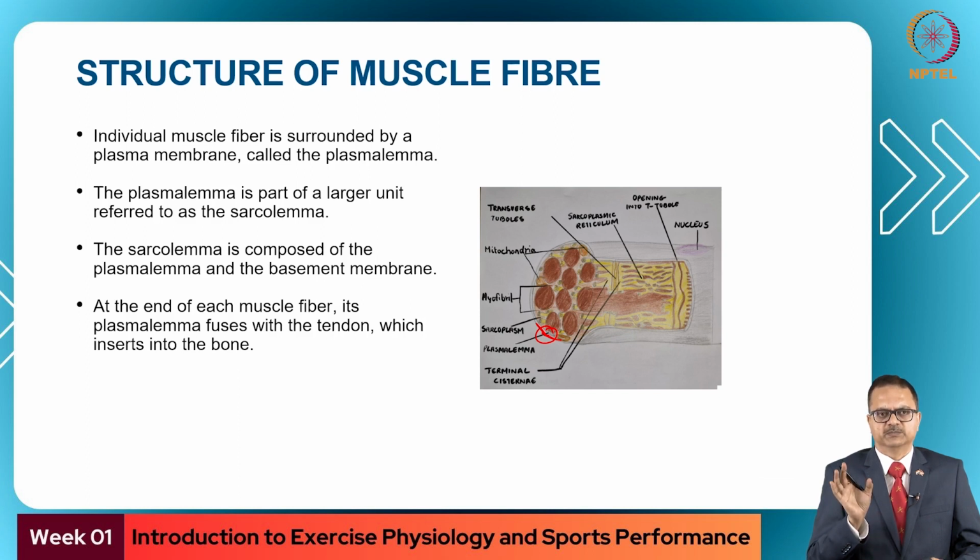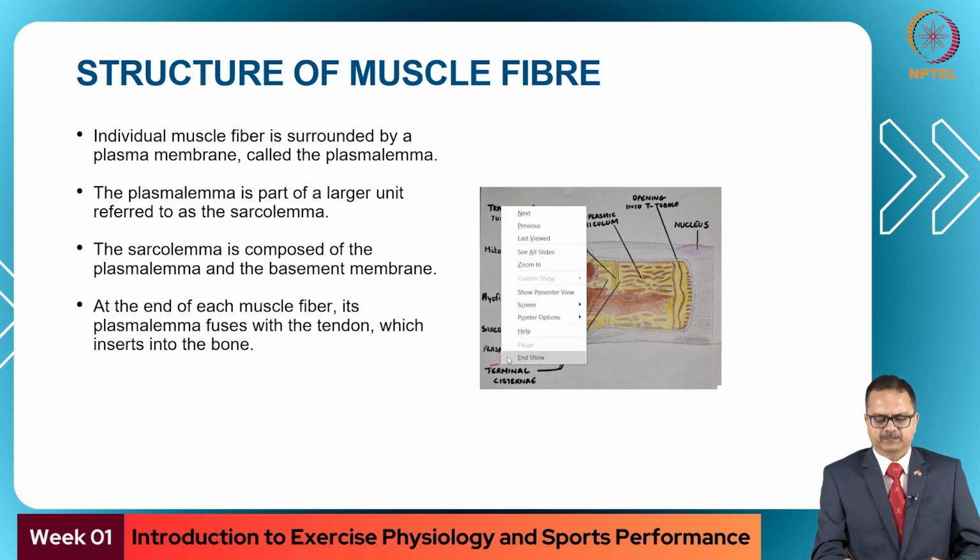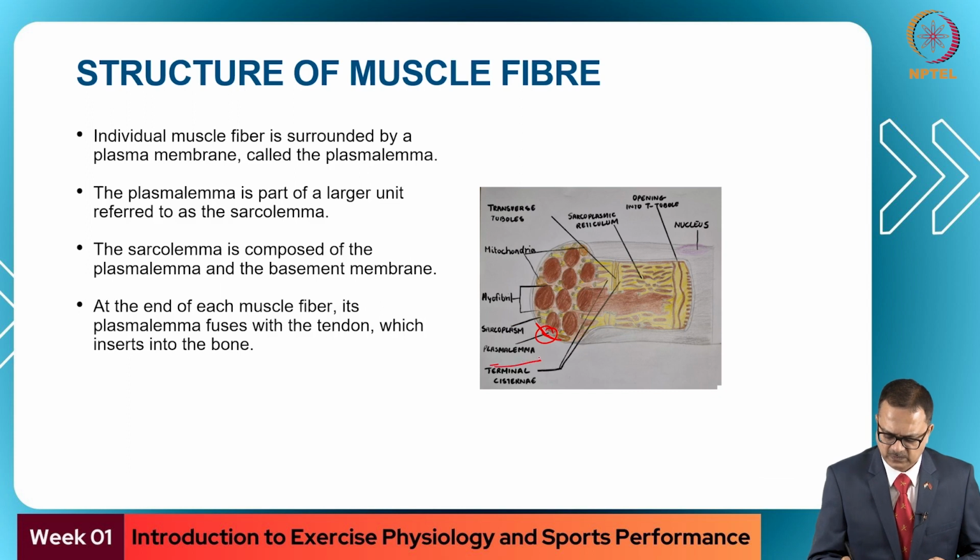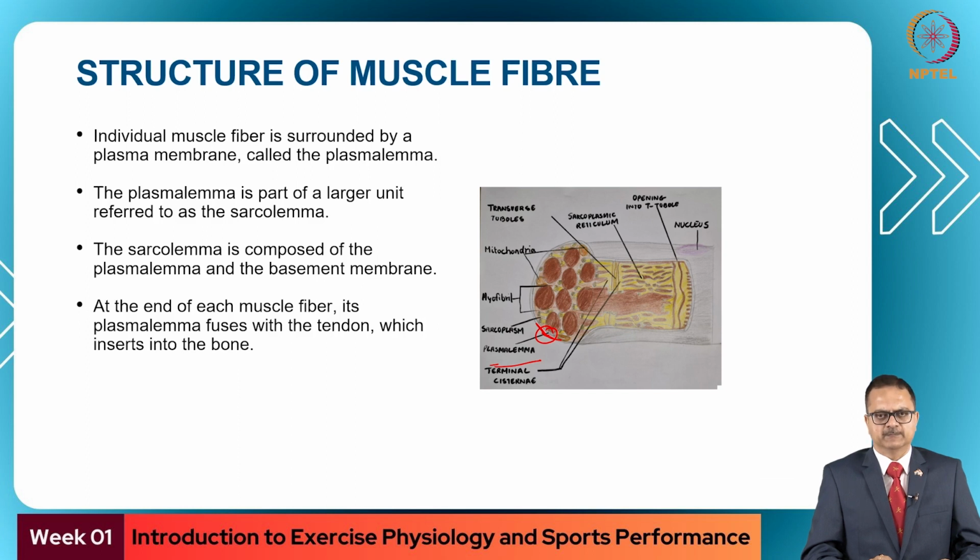I hope you're with me so far. We are discussing the cross section of an individual muscle fiber. Each individual muscle fiber is surrounded by a plasma membrane which is called the plasma lemma. The plasma lemma is part of a larger unit referred to as the sarcolemma, which comprises of the plasma lemma and the basement membrane. And towards the end of the muscle fiber, the plasma lemma fuses with the tendon, which further inserts into the bone.